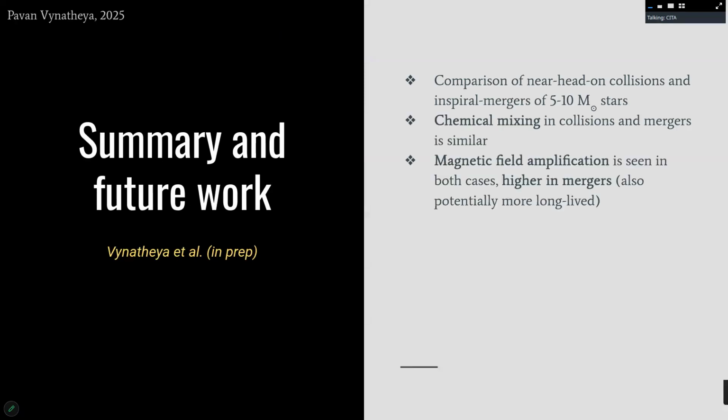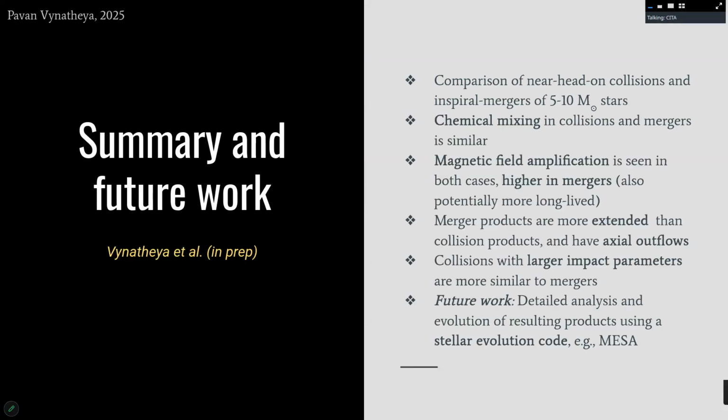So here I end with my summary. And I just mentioned that with our collision and merger project, we are also going to evolve our final resultant products using a 1D stellar evolution code like MESA to see their long-term evolution. This has also been done in the past, so this will be a good comparison to see how they differ in the long term, if at all. We don't expect it to, but we should see, of course. Yeah, that's it.